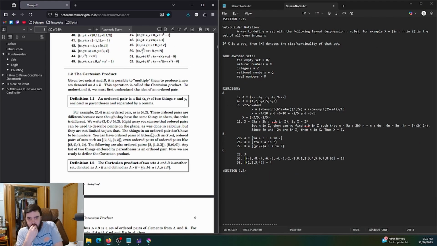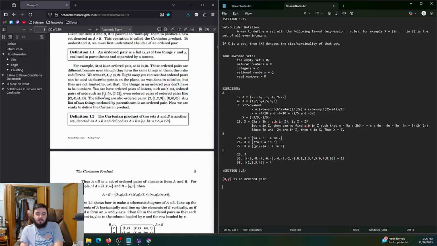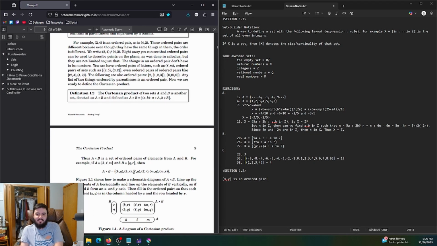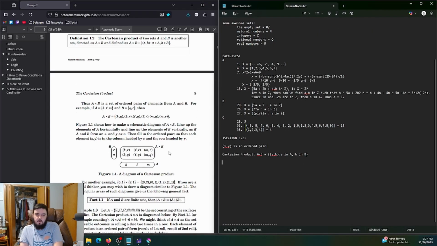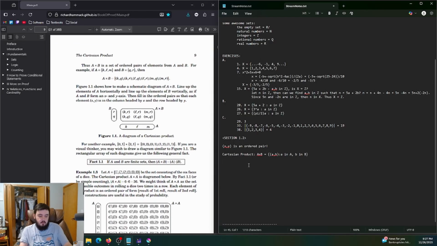All right, the Cartesian product. Given two sets A, B, multiply them. Look at that definition. Definition, ordered pair: x, y have two things, x and y, enclosed in parentheses and separated by a comma. Look at that, an ordered pair of sets, or an ordered pair with the real numbers. The Cartesian product is just the set of ordered pairs for A and B.